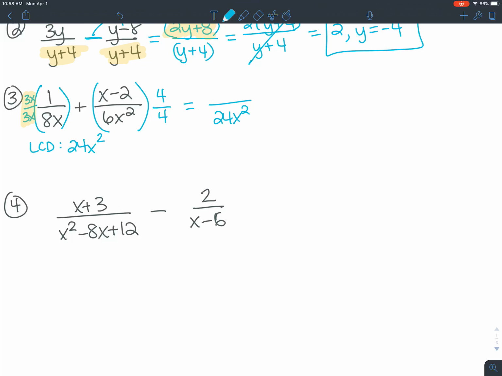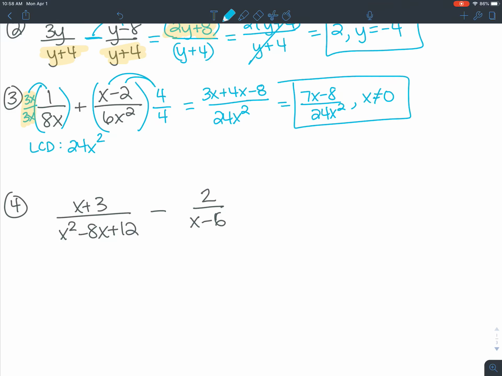Okay, so when we do that, 3x times 1 is 3x. And then 4 times x is 4x. 4 times that is negative 8. And we're just going to clean this up over here. So then we get 7x minus 8 over 24x squared. My only excluded value is 0.